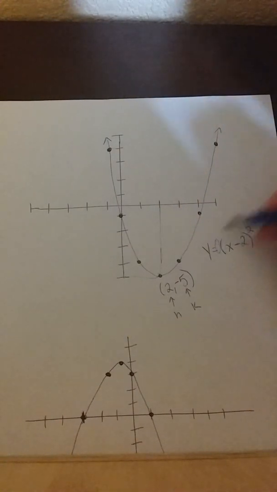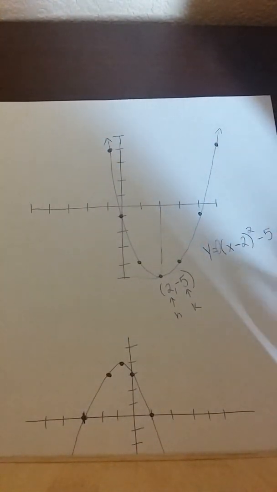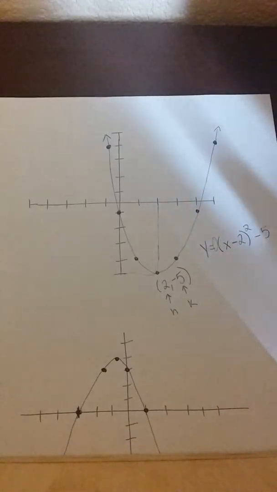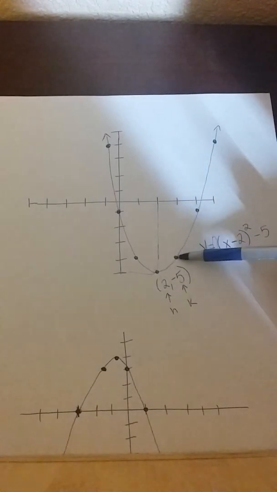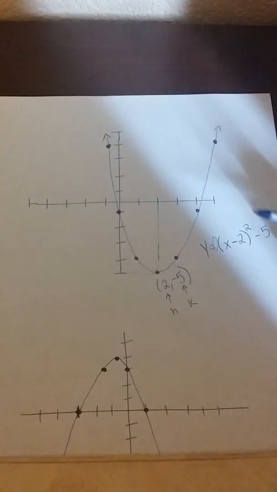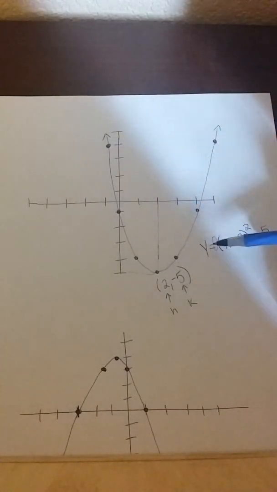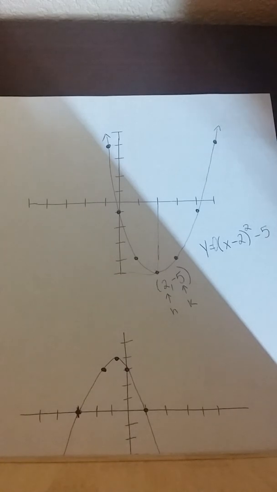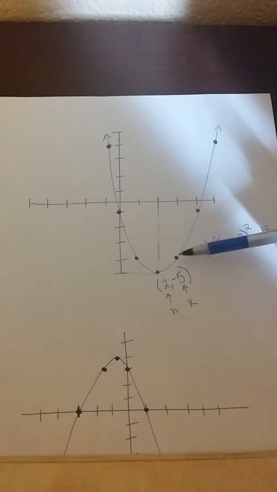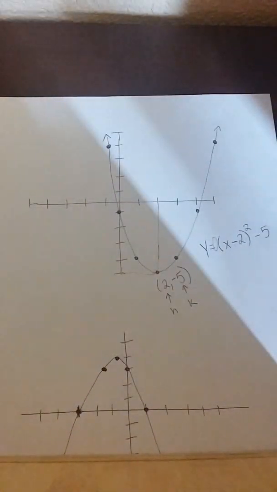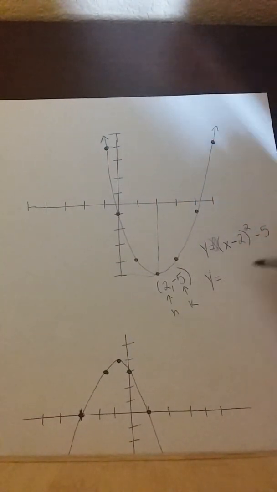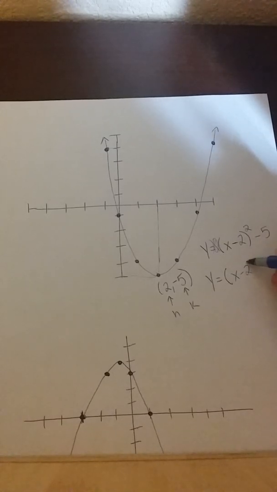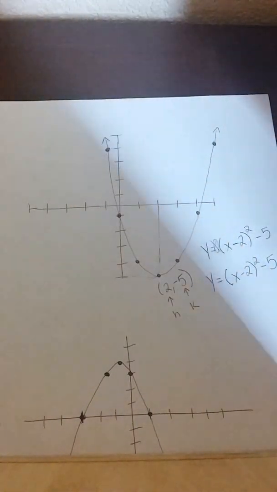Now the only thing I have to know is, is there an a? Is there some kind of dilation going on? And the best way to figure this out is to look and see, is your first movement up 1, right 1, up 1, left 1. If it is, then there's no a. Then there's no dilation. If it's not, then we have to figure out what a is, which we'll do tomorrow. But for today, when I look, I'm going up 1 over 1, up 1 over 1. That's good. That should be our first movement, so there's no a here. So my final answer would be y equals the quantity x minus 2 squared minus 5.